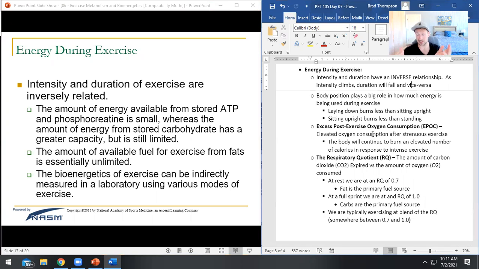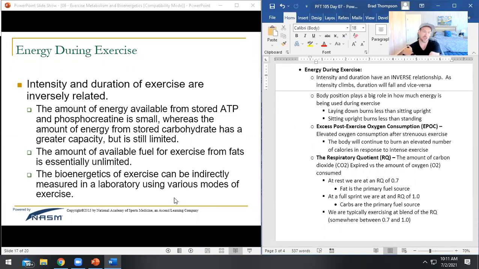I'm not saying a marathon isn't hard. I would argue it's honestly harder than a 100-meter dash, mentally and overall physically, and repairing the body wise afterwards. But it is less intense. So we've got to make sure that we keep those terms specifically meaning what we want them to mean in our jobs.